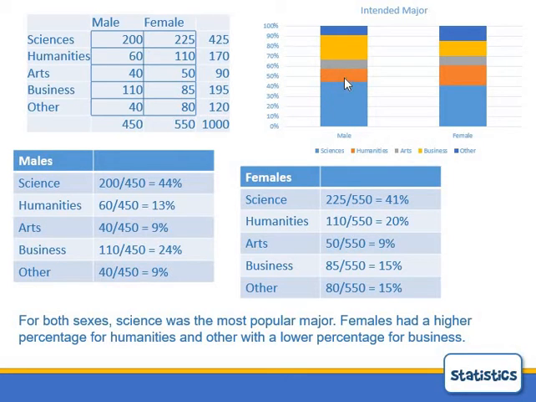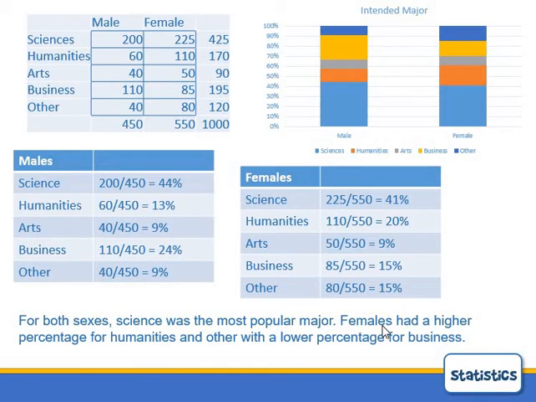I can see here that fewer of the males chose humanities than the females. So I said females had a higher percentage for humanities and other. The other is 9% for the males, 15% for the females. And the females had less of this color, which is business. So we see in the data 24% of the males versus 15% for the females. Those are some of the differences I pointed out.